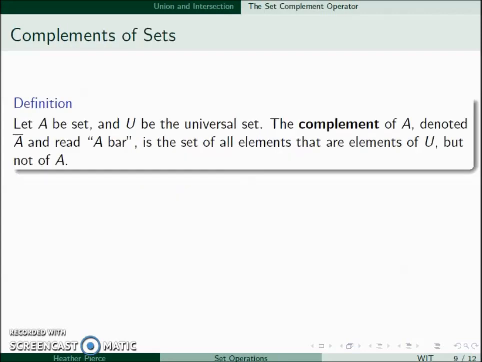If A is a set and U is the universal set, the complement of A is denoted by A bar. It's the set of all elements that are elements of U but not of A. It's like saying everything that's not A.